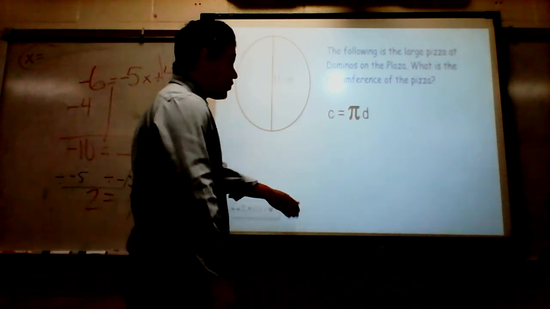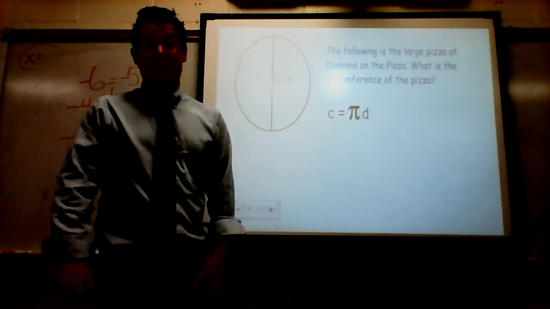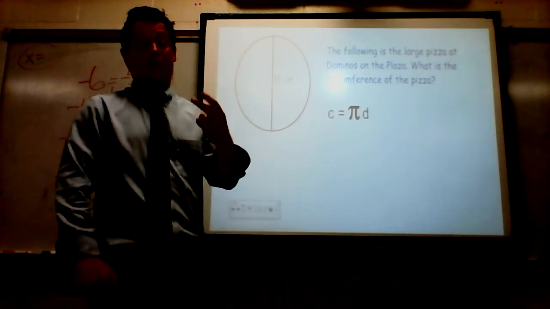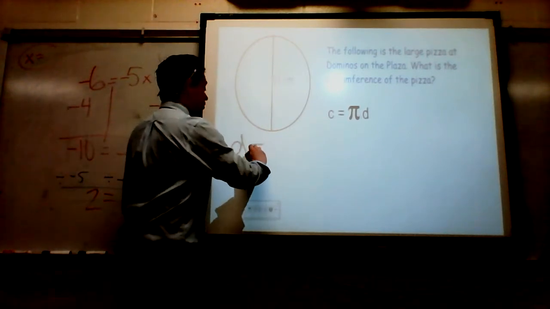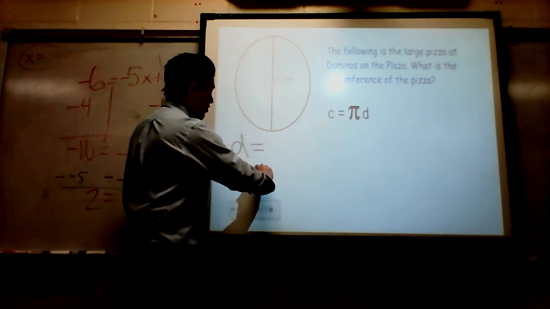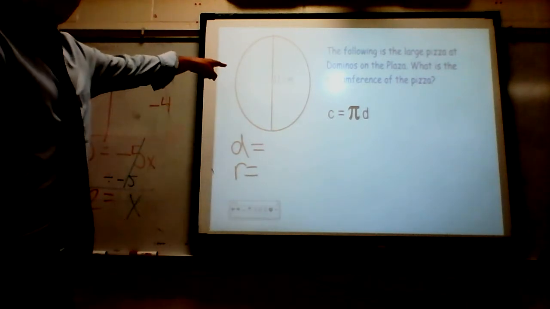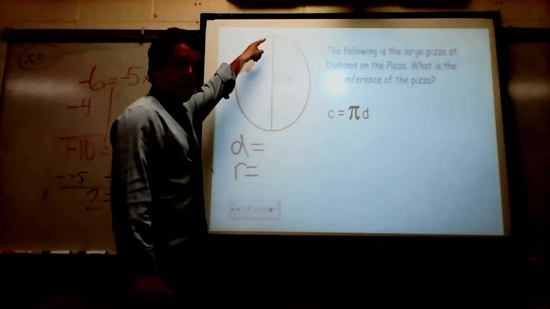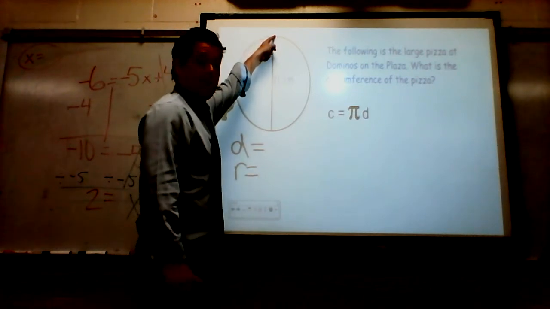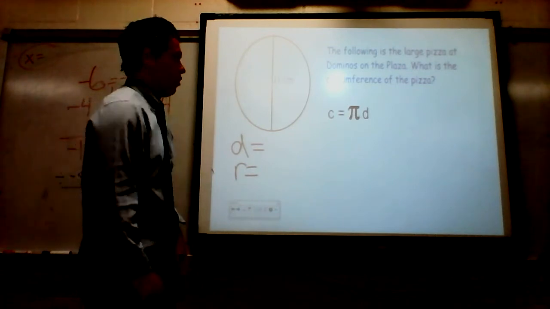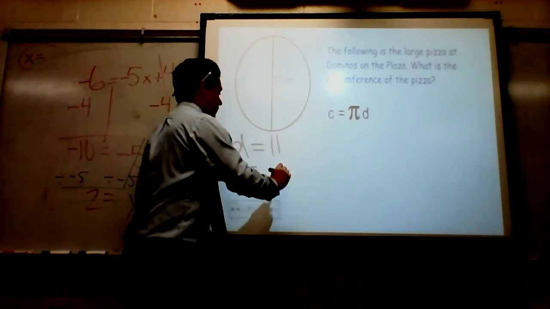Now, before we get started finding the circumference of this pizza, anytime we have a circle problem, we want to know 2 things to start off. We want to know what is the diameter of the circle, and what is the radius of the circle. In this case, we're given the length of a line segment that passes through the center all the way and touches 2 points. That is the diameter. The diameter is 11.